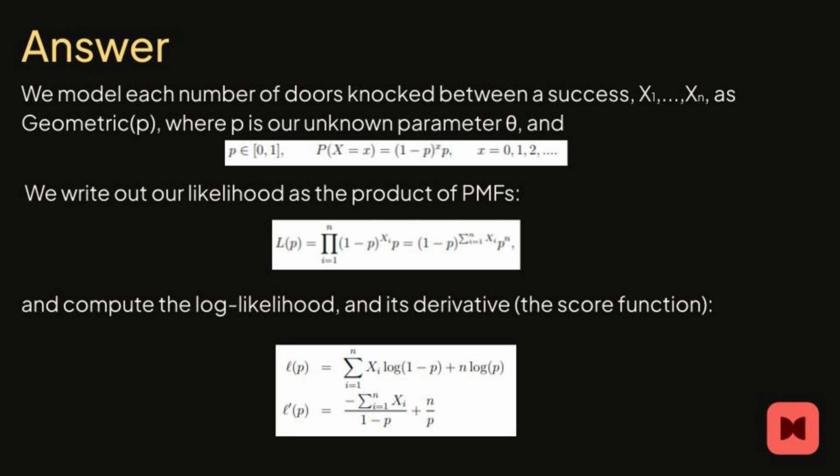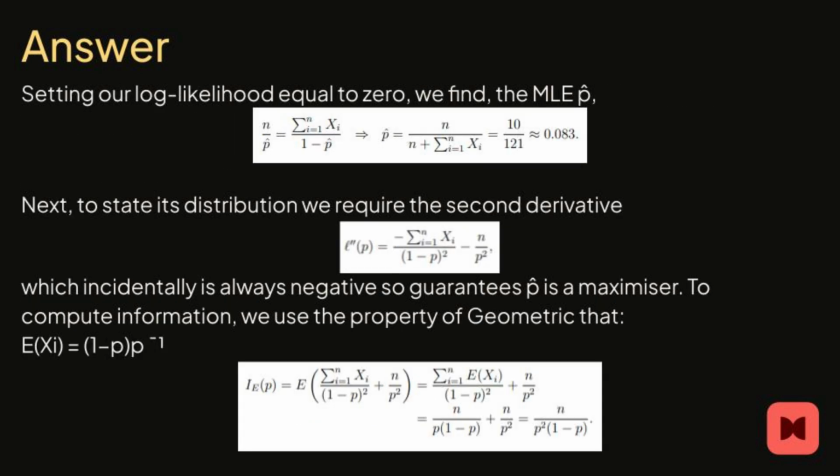We take the derivative of the log likelihood, set it equal to 0, and solve for p. This gives the maximum likelihood estimator, p hat, equals n divided by n plus the sum of xi, which is 10 over 121, approximately 0.083. We now compute the second derivative of the log likelihood to confirm this is a maximum. The result is always negative, which guarantees it is.